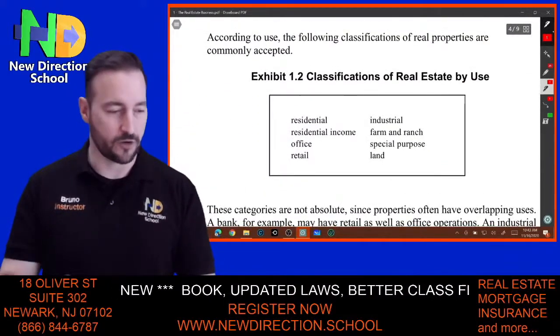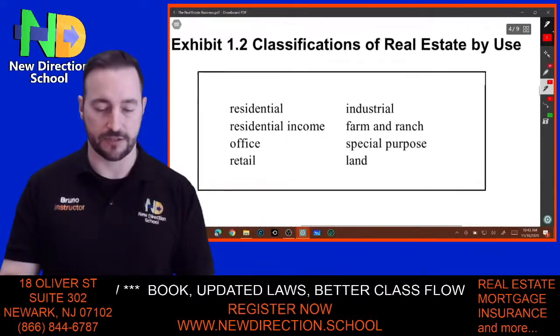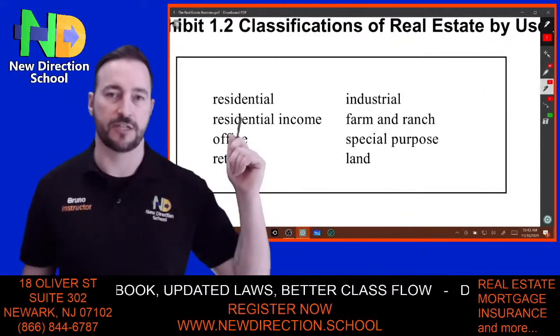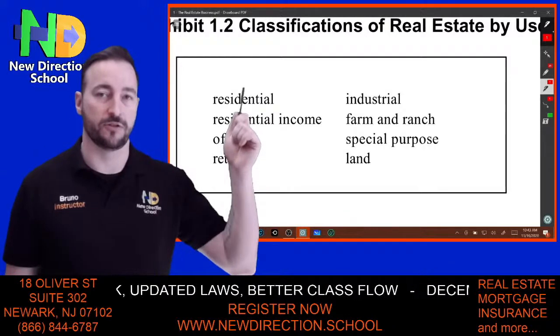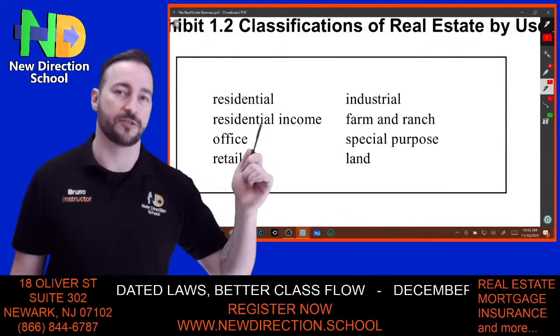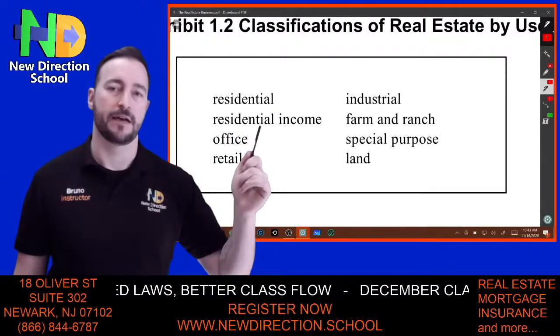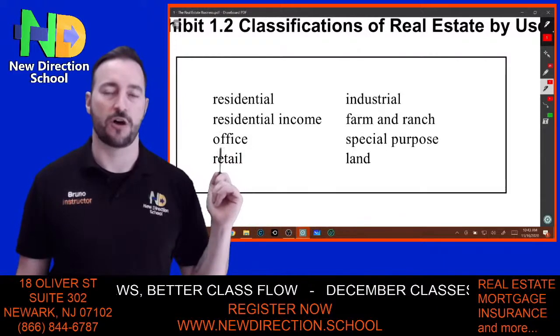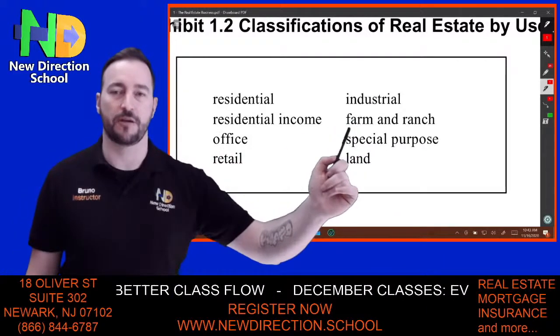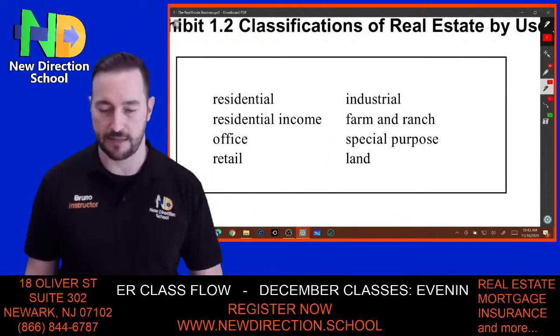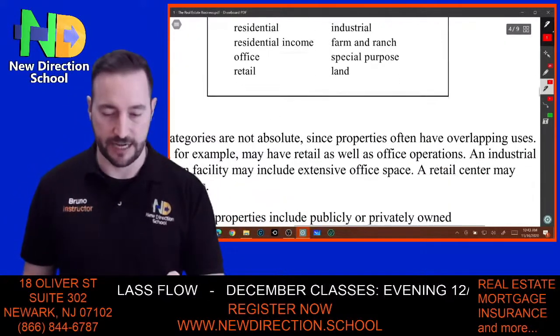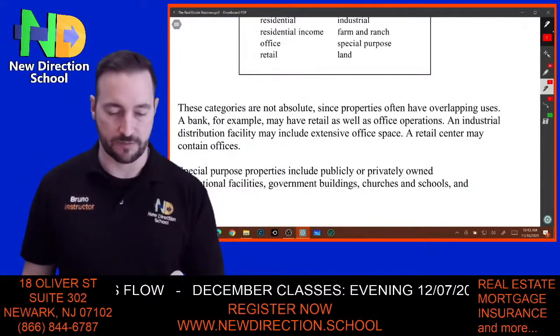Again, according to the use, the following classifications are accepted. There's residential properties, there's residential income. Notice the difference: residential and residential income. This is where I live, this is what I invest. There's office, retail, industrial, farm and ranch, special purpose, and land. Different types of classifications for properties.